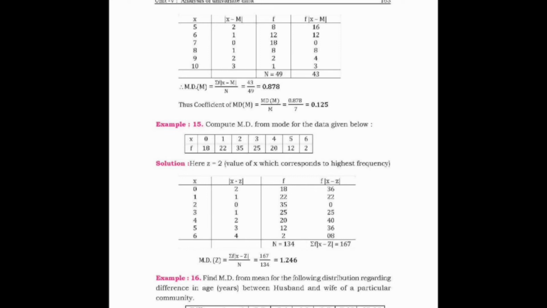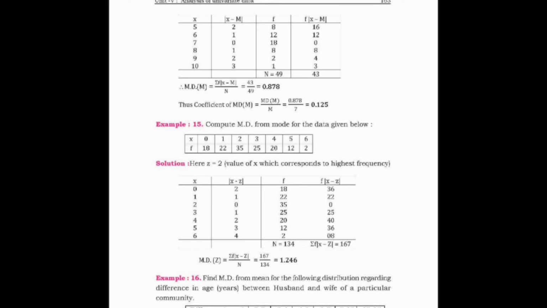And the median value is 7. 5 minus 7, that is minus 2, but you are writing it as a plus 2. 6 minus 7, that is a 1. You are writing x minus m. But the frequency is given, that's why you are considering f into x minus m as the last column.